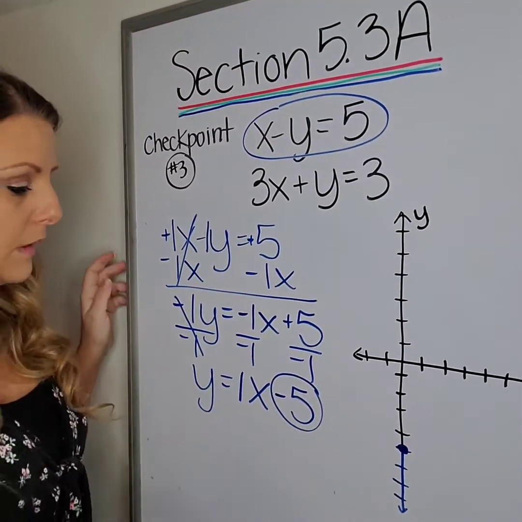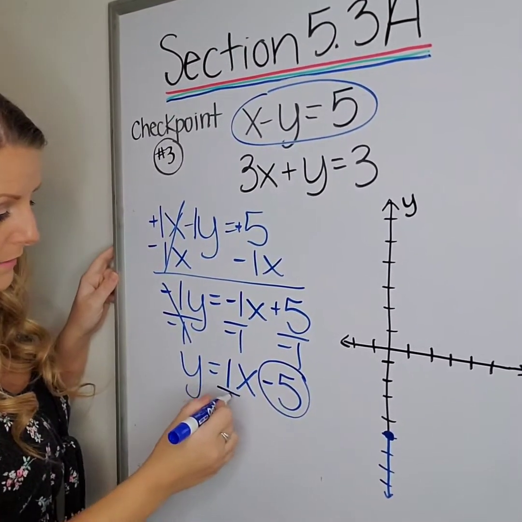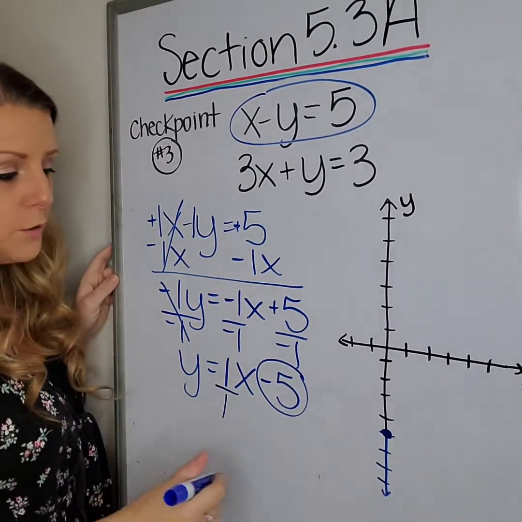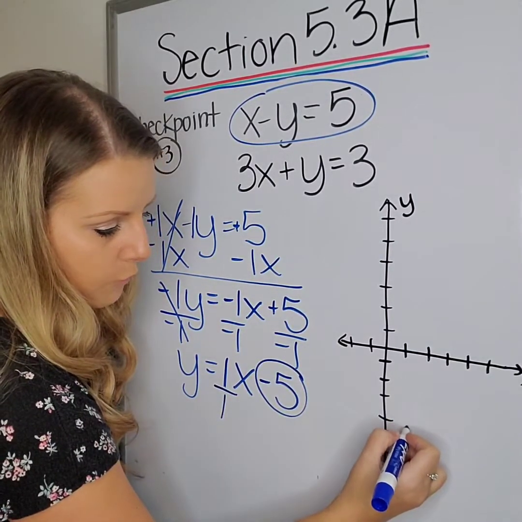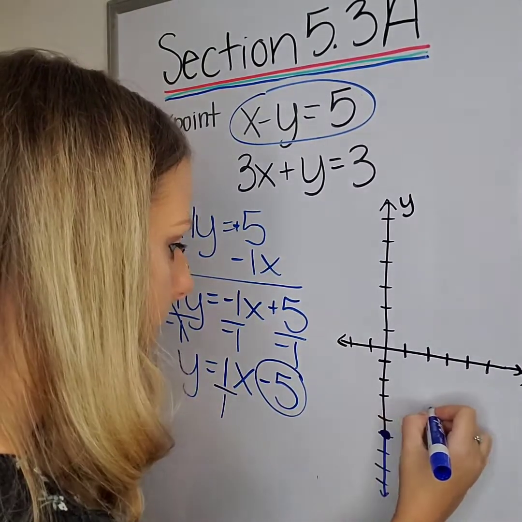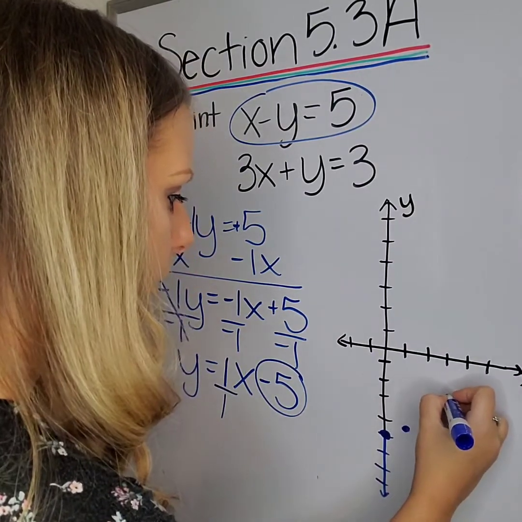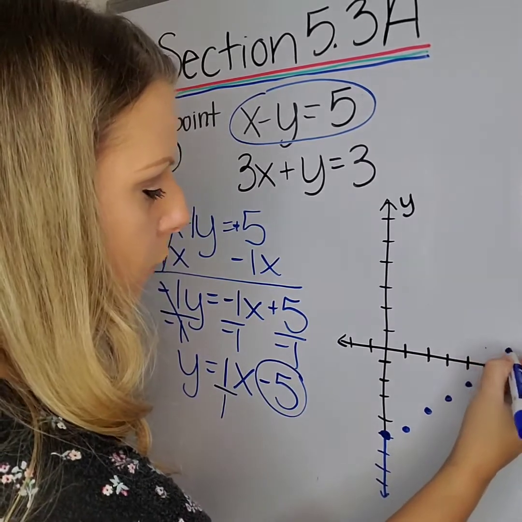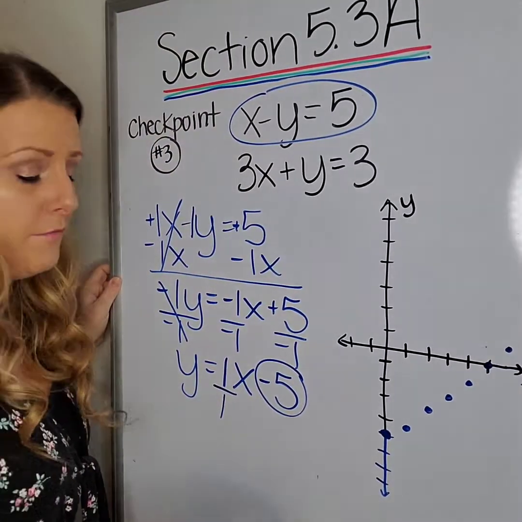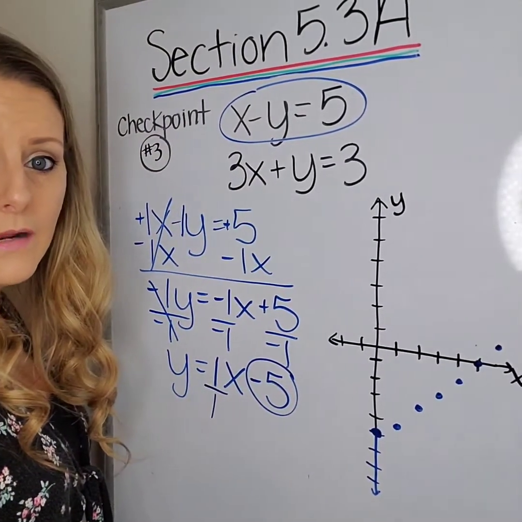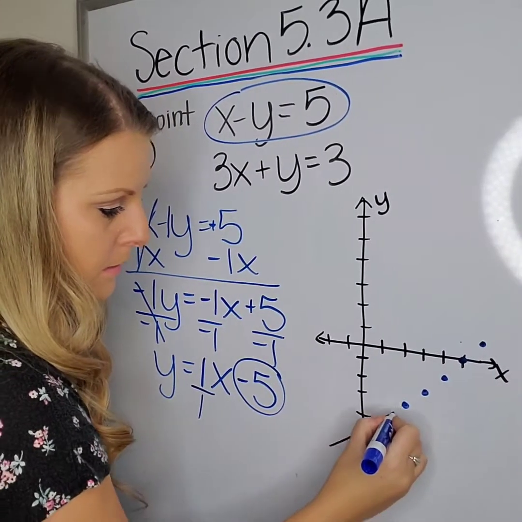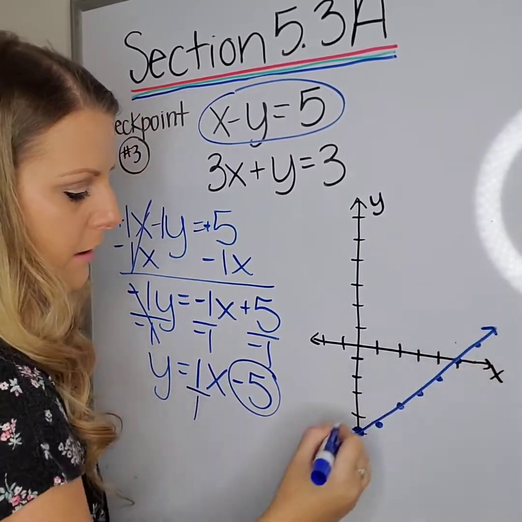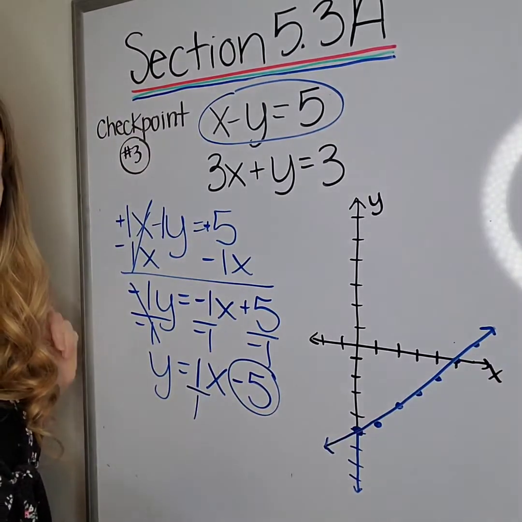Then I'm going to go up 1, over 1, rise over run. Up 1, over 1, put a dot. Up 1, over 1, put a dot. I keep going up 1, over 1 until I pretty much just fall off the graph. Okay, connect the dots. Put an arrow on each end, and you've graphed the first line.